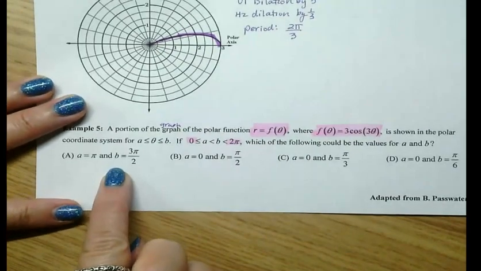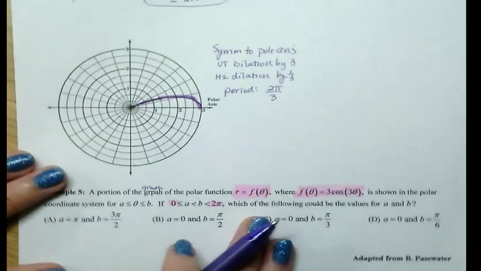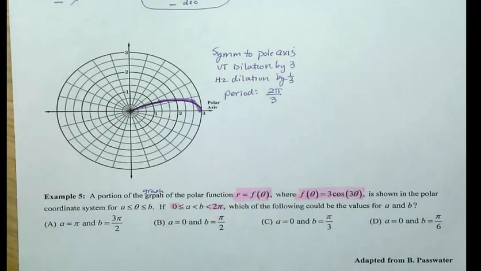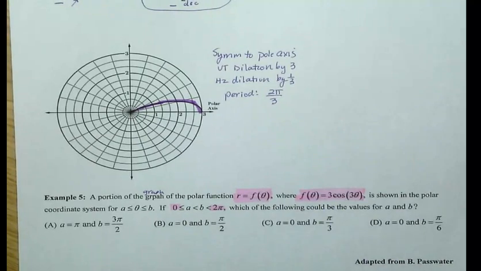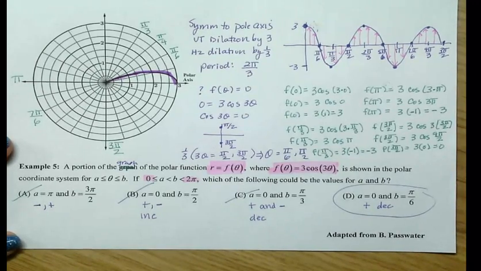And it looks like we might have to, because this choice goes out to 3 pi over 2. So we might need a little bit further out than that. So go ahead and get a rectangular graph for 3 cosine of 3 theta. Pause your video.